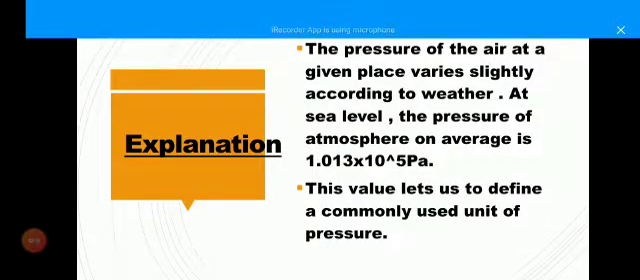Now the pressure of the air at a given place varies slightly according to weather. At sea level, the pressure of the atmosphere on average is 1.013 multiplied by 10 raised to the power 5 Pascal. Pascal is the unit of pressure. This value lets us define a commonly used unit of pressure.